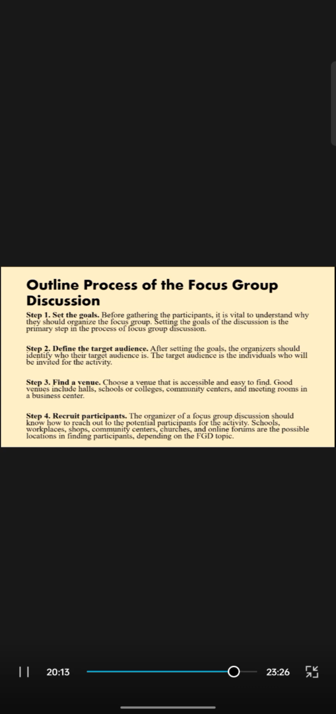The organizer of a focus group discussion should know how to reach out to the potential participants for the activity. Schools, workplaces, shops, community centers, churches, and online forums are the possible locations for inviting participants depending on the FGD topic. So in step 4, you should know how to recruit the potential participants. Step 5.